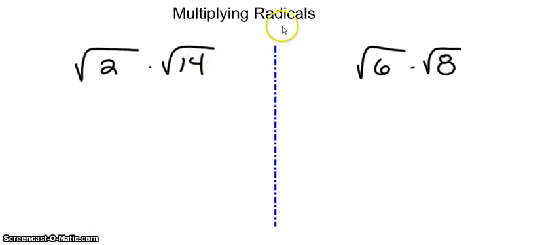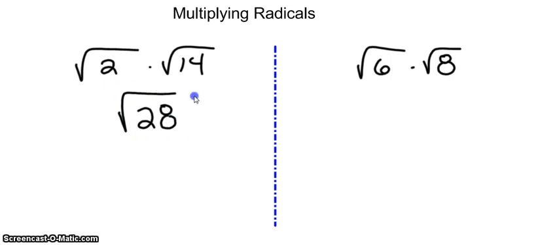Okay, next we're going to look at multiplying radicals. We can multiply two radicals with one another. In this case, we have root 2 times root 14. 2 times 14 is 28. So now we have combined it to one radical, so root 28.